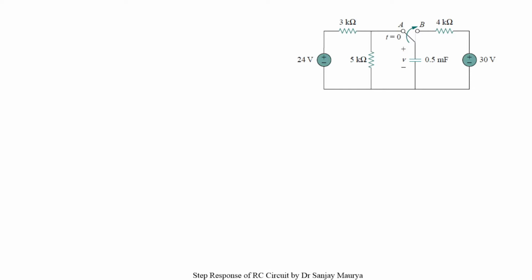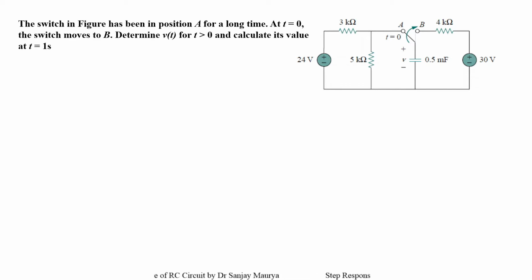Let's apply the shortcut method to find the step response in this electrical circuit. In this circuit, the switch is at position A for a long time and it moves to position B at t equal to 0. We need to find the voltage across the capacitor V(t) for t greater than 0, and also the value of the voltage when t is equal to 1 second. To solve this, we start with the initial condition, that is, the initial voltage across the capacitor.